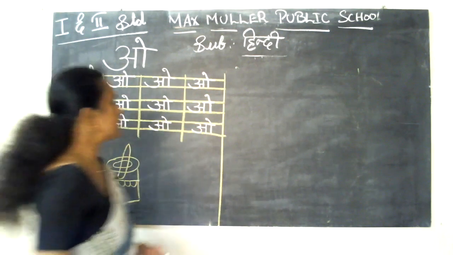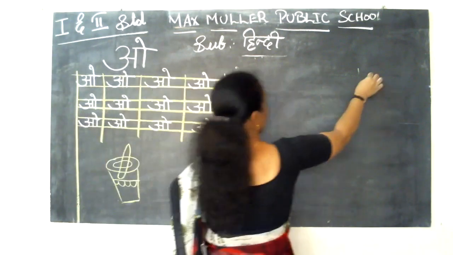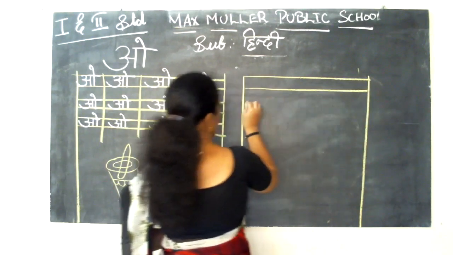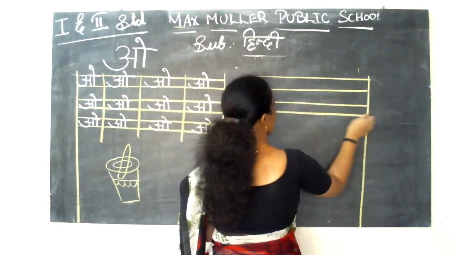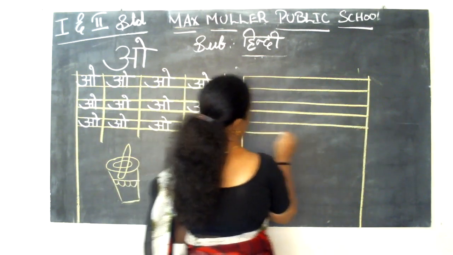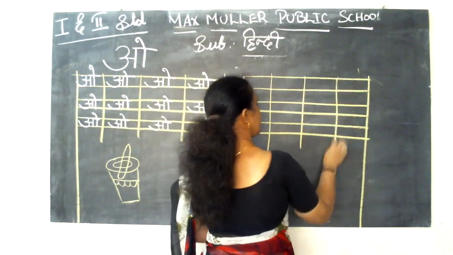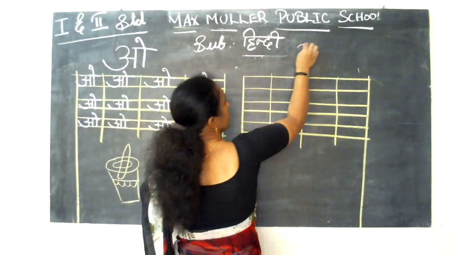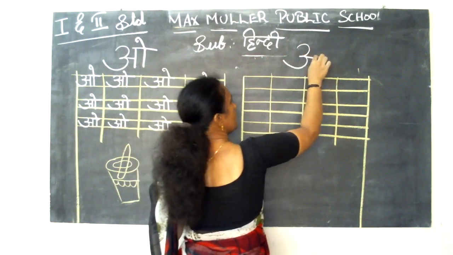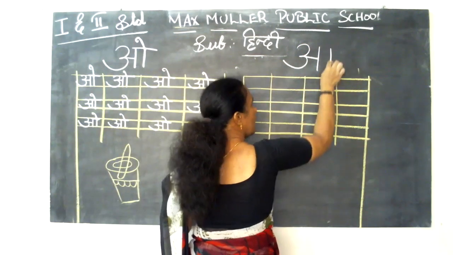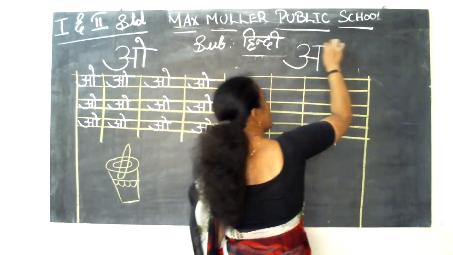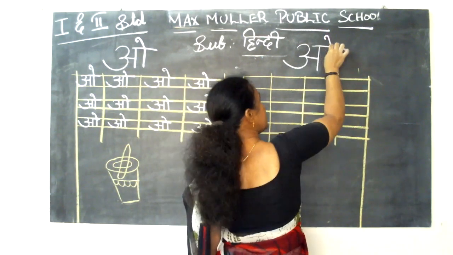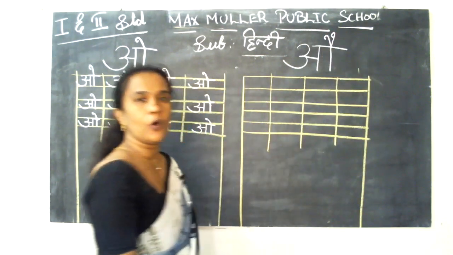Now the next letter is au. Next is au. Just like this only you have to write au also. Toes. Then sleeping line, standing line, one more standing line, sleeping line. Same thing, like O, you have written, no? The same thing you have to write, one more like this. Au. Au se.